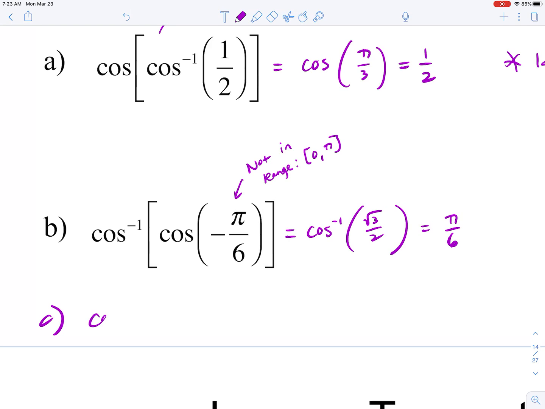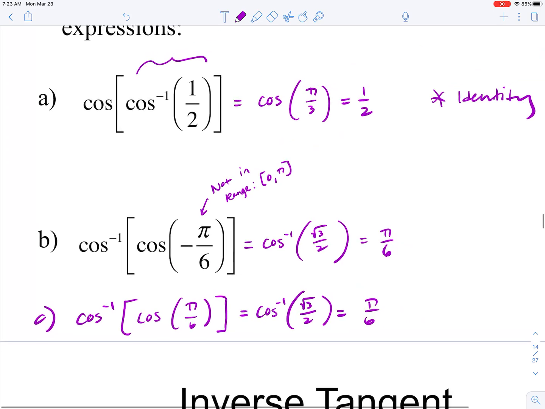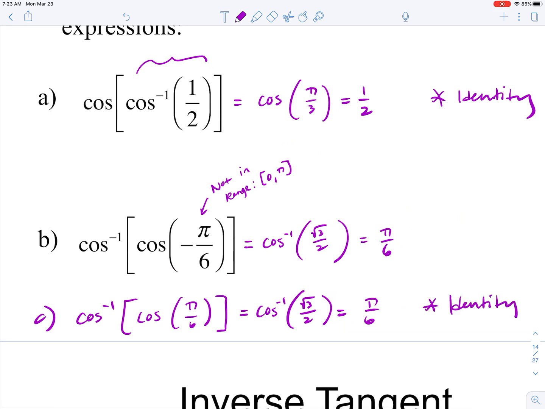Whereas, let's say we had inverse cosine of cosine of positive pi over 6. Well, pi over 6 is in the range of inverse cosine, or that restricted domain for cosine. But if you're thinking inside out, cosine of pi over 6 is equal to root 3 over 2, which would be equal to pi over 6. But here the identity holds.